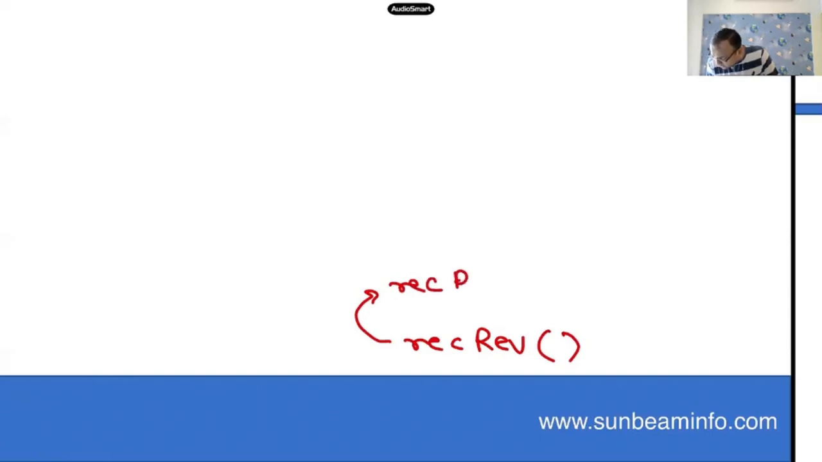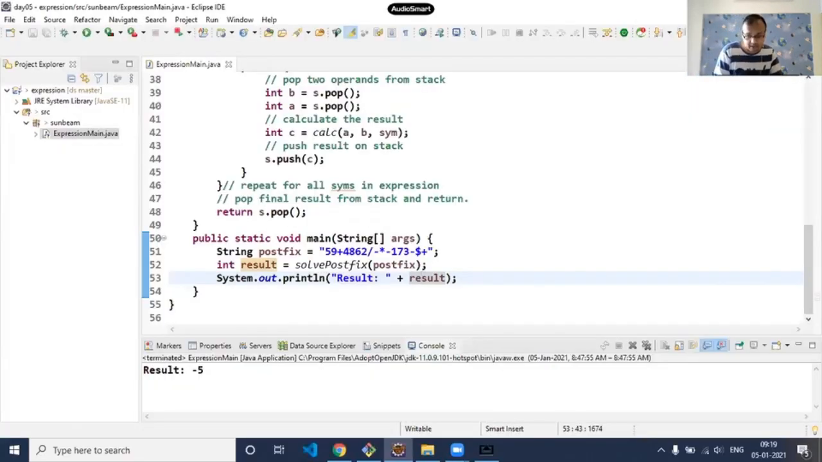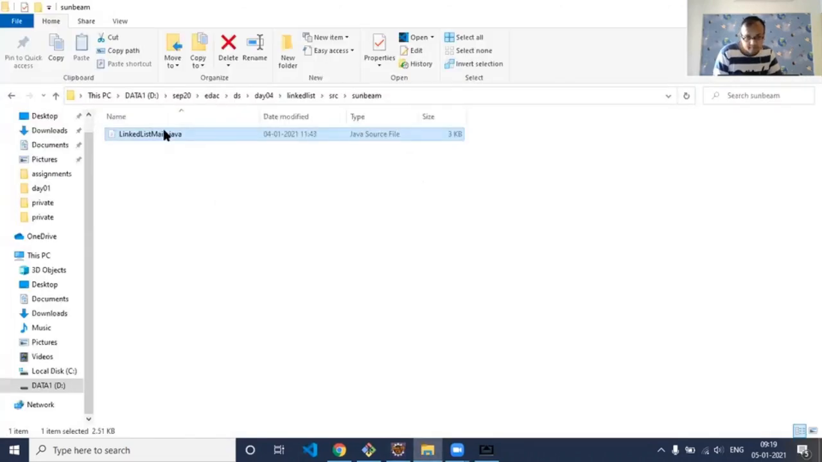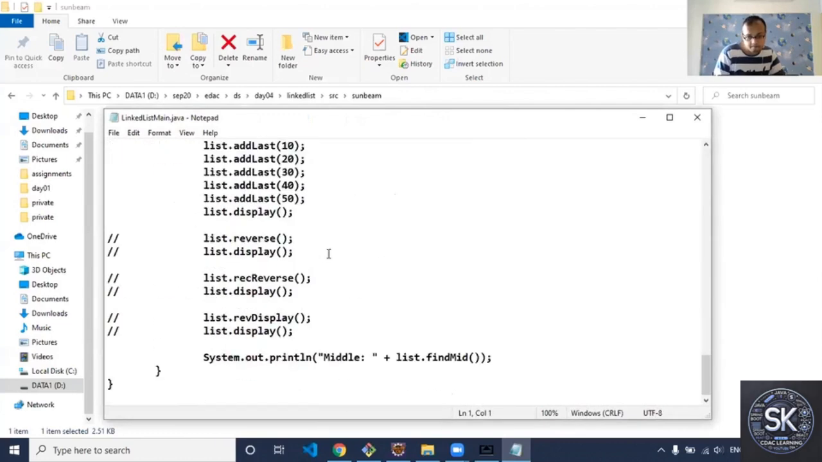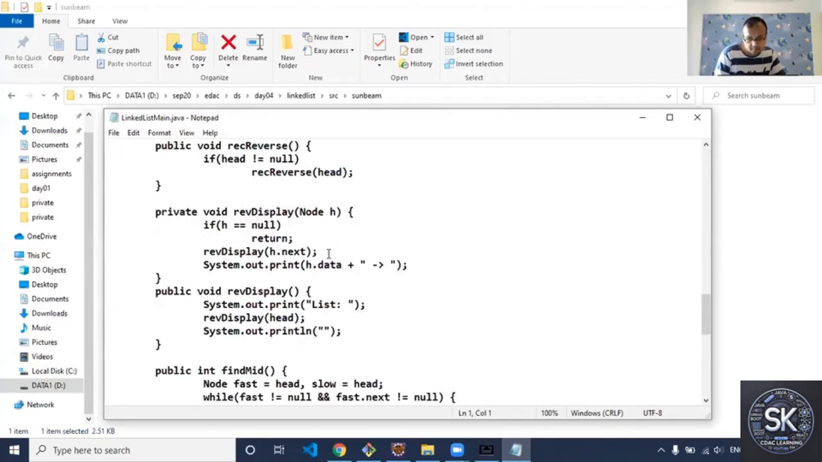As we have given a call with the head, so you have seen that recursive reverse, and then we are passing the address of the first node, which is the head itself. कोड शायद आपके सामने है, कहाँ पर था? I'm talking about this part.